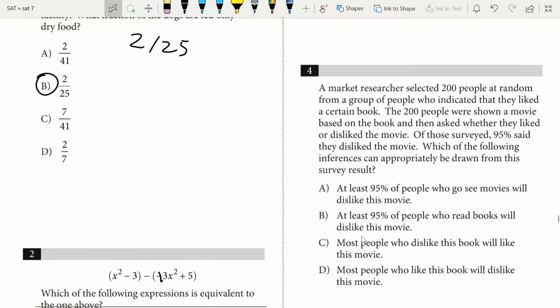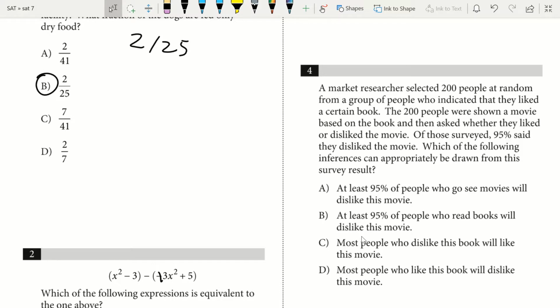All right, question 4. A market researcher selected 200 people at random from a group of people who indicated that they liked a certain book. The 200 people were shown a movie based on the book and then asked whether they liked or disliked the movie. Of those surveyed, 95% said they disliked the movie. Which of the following inferences can be appropriately drawn from the survey result?